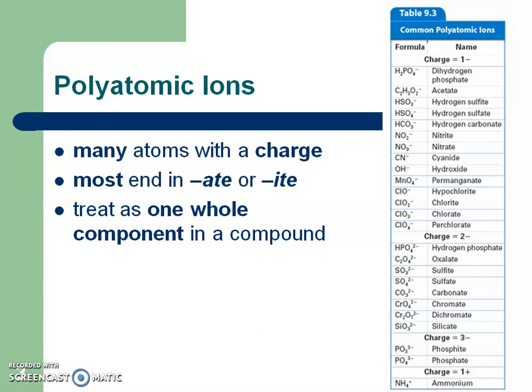Poly means many, atomic means atoms, and an ion means it has a charge. So that definition should make sense. Polyatomic ion is many atoms with a charge.